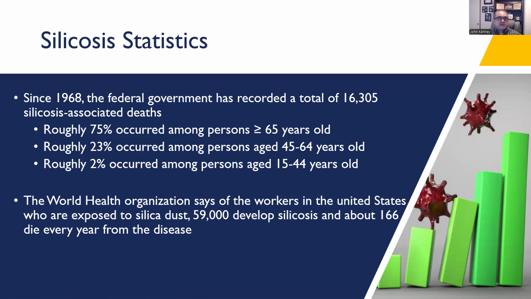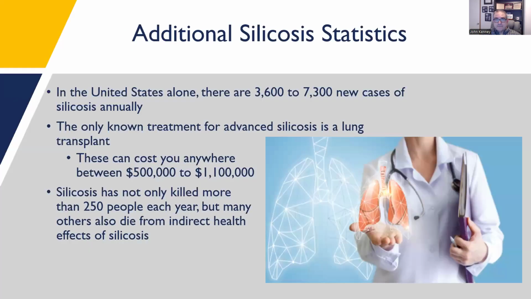What are some of the stats? Since 1968, the federal government has recorded a total of 16,305 silicosis-associated deaths. Roughly 75% occurred among persons greater than 65, 23% occurred at 45 to 64, and 2% at 15 to 44. But as I just told you before, these stats are changing, and they're starting to find it more and more in younger adults. The World Health Organization says that workers in the United States are exposed to silica dust, 59,000 have developed silicosis, and about 166 die every year from this disease. So it's on the radar.